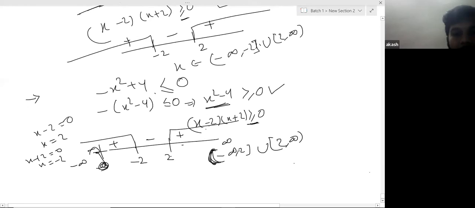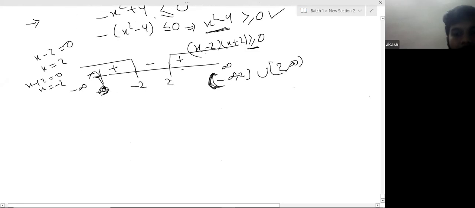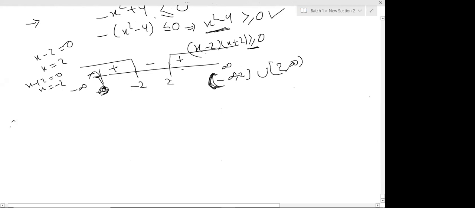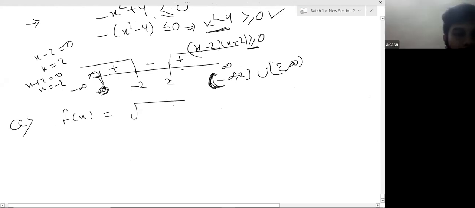Irfan, clear? Yes, sir. Try to solve this then: 4 minus x plus 1 upon under root x square minus 1. You have to find the domain.